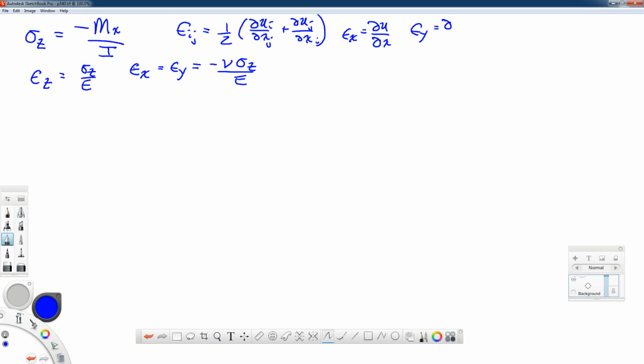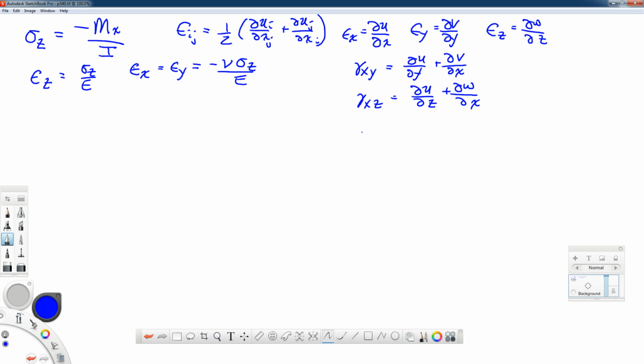Epsilon y is equal to the partial of v with respect to y. Epsilon z is equal to the partial of w with respect to z. If we look at our engineering shearing strains, let's write them over here. Engineering shearing strain gamma xy is going to be twice the tensor shearing strain. It's equal to the partial of u with respect to y plus the partial of v with respect to x. Gamma xz is the partial of u with respect to z plus the partial of w with respect to x.